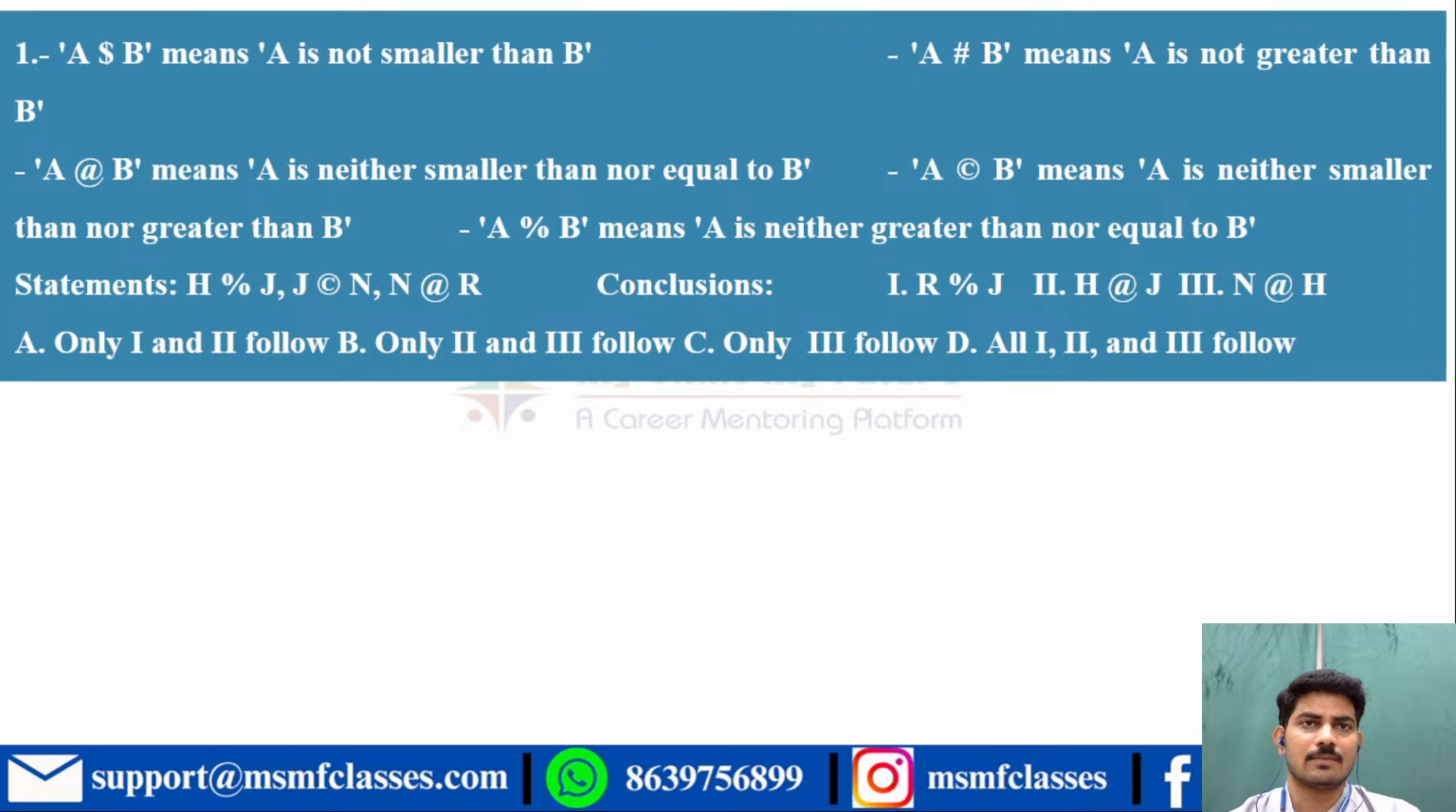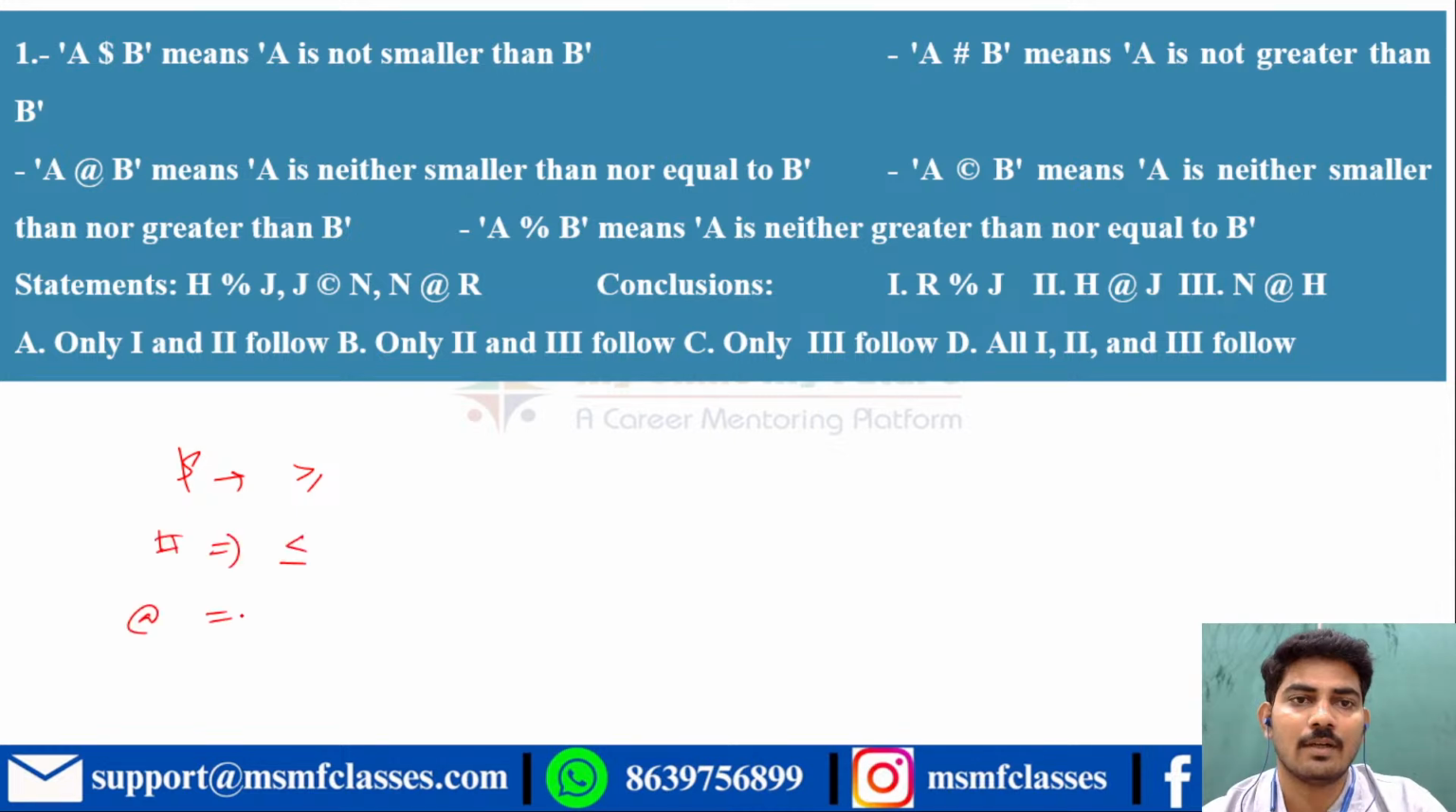So this was the next question under the reasoning section. So dollar represents not smaller than. Not smaller than means greater than or equal to. Hash means not greater than. Not greater than means less than. At the rate means neither smaller nor greater than, which means equals. Neither smaller nor equal means greater. And care of we gave as neither smaller nor greater than, which means less than.